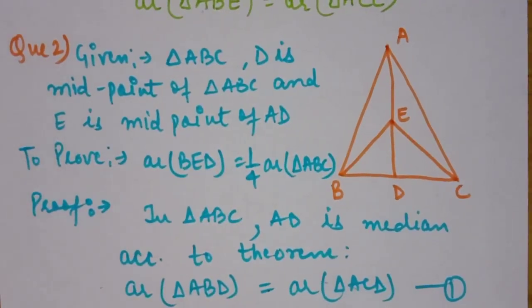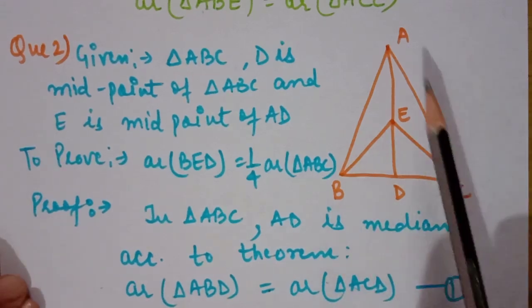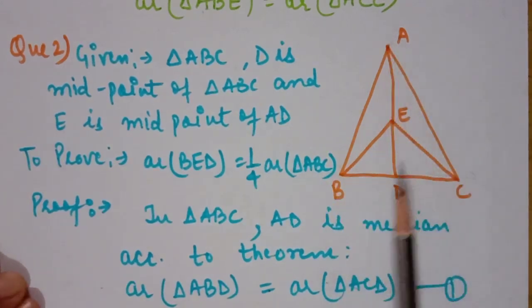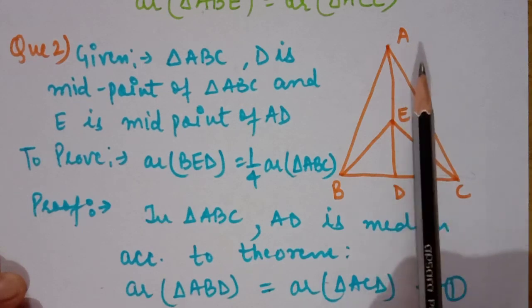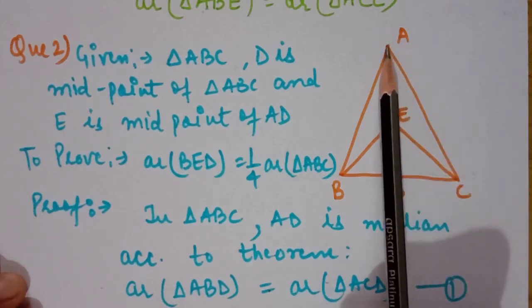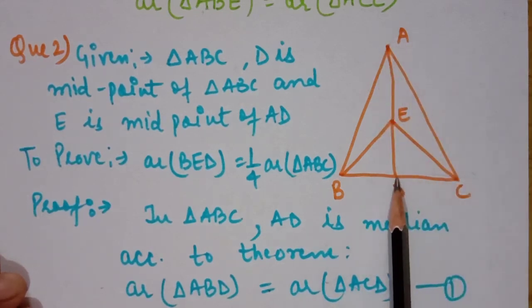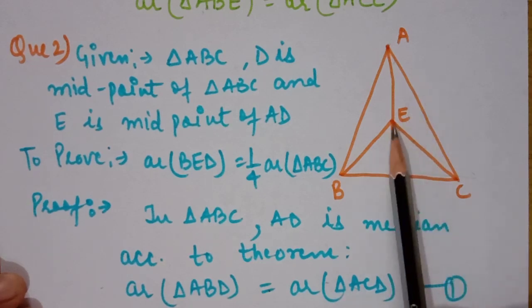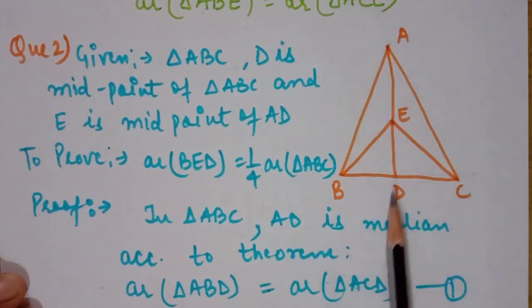Question number 2 is, in a triangle ABC, E is the midpoint of the median AD. Show that the area of BED is equal to 1/4 of the area of triangle ABC. So students, the diagram is the same as your first question. Now one more thing is given. In your previous question it was only given that AD is median. Now it is also given that E is the midpoint of AD.